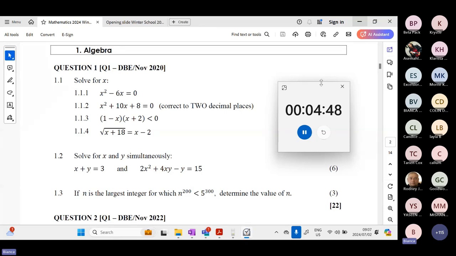Have you done that one already? Have you done 1.3? Okay, if you're done with this, keep going, guys. There's loads of quick ones for you to do. And you will get a memo, so just keep track of it so that you can mark it on your own at some point. Use the time as productively as possible.